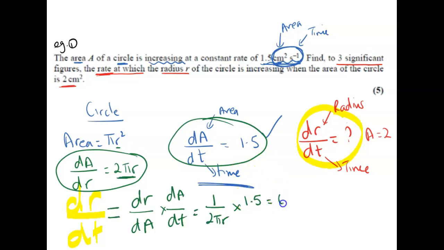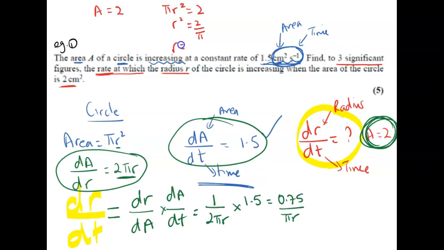Now working this out, I will end up getting 0.75 over pi r. Now this gives me my answer with respect to r, right? But they didn't ask for that. They said what is the rate of change of the radius when the area is 2. So we have an additional piece of work to do. So let's work that out. If my area is 2, that means pi r squared is 2. So I need to find what my radius will be. So obviously I will send over all these, send over the square, and I'll get the square root of this, and that works out to be 0.798, right?